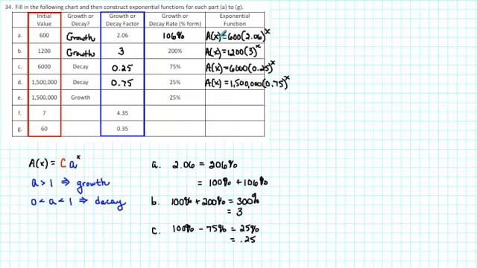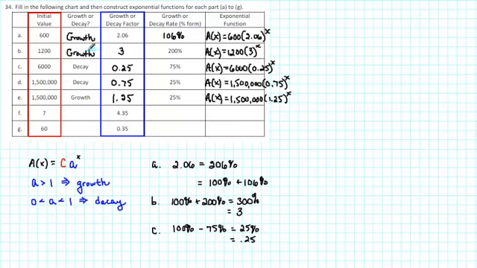For part E, the only difference is that we're given a growth rate of 25% instead of a decay rate of 25%. So instead of subtracting 25% from 100%, we'll add it to 100%. 100% plus 25% is 125%. And as a decimal, that's 1.25. So our exponential growth function is a of x is equal to 1,500,000 times 1.25 raised to the x.